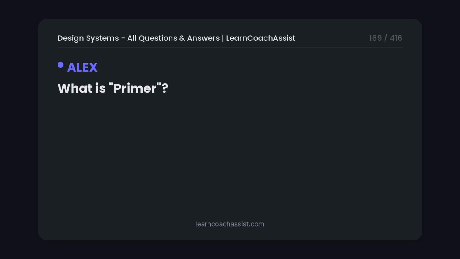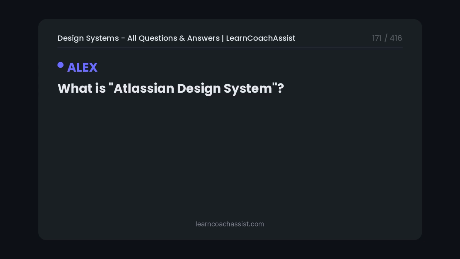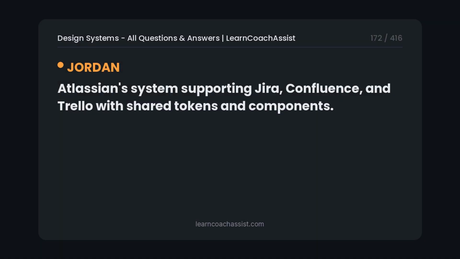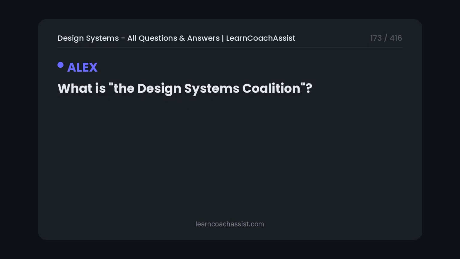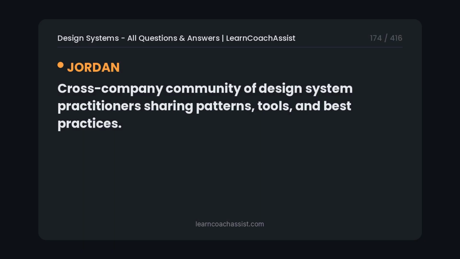What is Primer? GitHub's design system, deeply integrated with their product surfaces. What is Atlassian design system? Atlassian's system supporting Jira, Confluence, and Trello with shared tokens and components. What is the Design Systems Coalition? Cross-company community of design system practitioners sharing patterns, tools, and best practices.